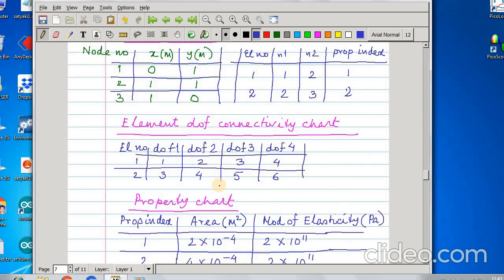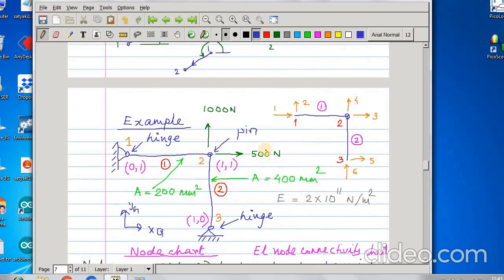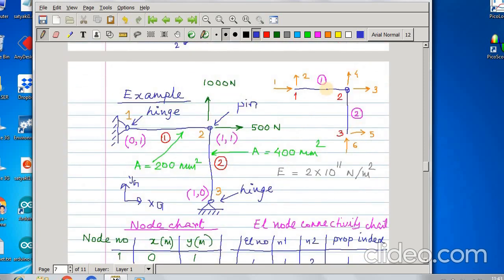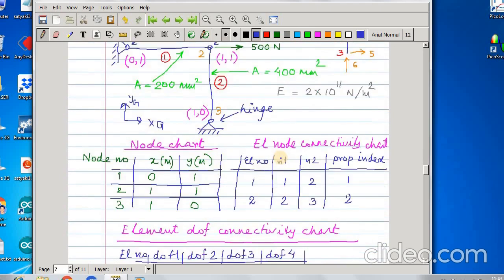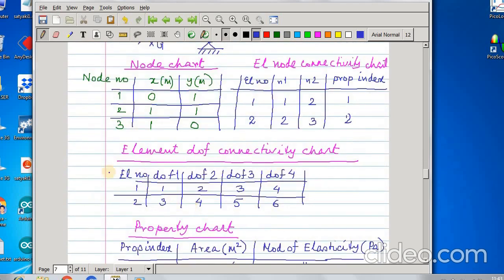Now the element DOF connectivity chart. What are the degrees of freedom? Here the degrees of freedom are 1 and 2, then 3 and 4, then 5 and 6. So there are 6 degrees of freedom. The first element has the degrees of freedom 1, 2, 3, 4, and the second element has degrees of freedom 3, 4, 5, 6.